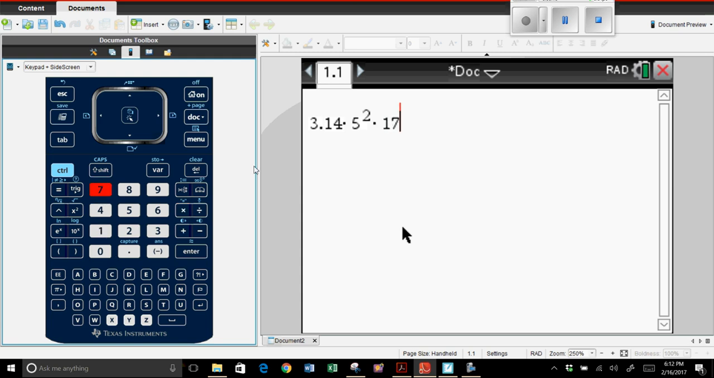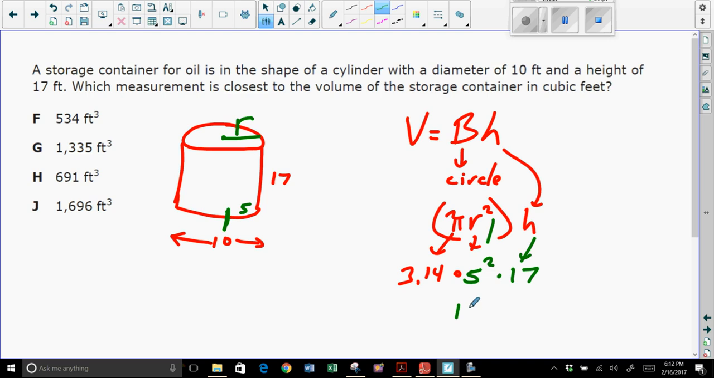Let's double check it. 3.14 times 5 squared times 17. Click enter. My answer is 1334.5. So let's go back to our problem. The answer was 1334.5. Looking at my choices, the correct answer will be letter G.